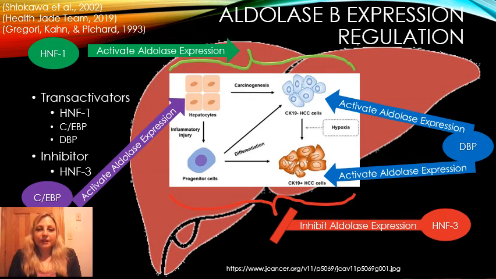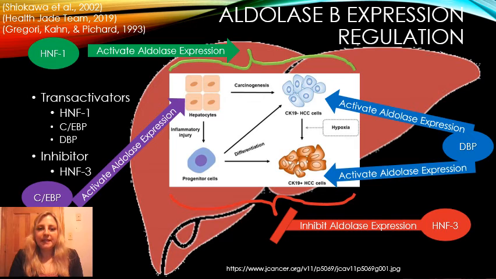The expression of aldolase B in the liver has been shown to be regulated by at least 4 transcription factors. First, HNF1, which stands for hepatocyte nuclear factor 1, is a transactivator for aldolase B expression in the liver. This is represented by the green HNF1 and green arrow. Furthermore, C/EBP, or CAAT enhancer binding protein, shown in purple, is another aldolase B transactivator that works specifically on hepatocytes.